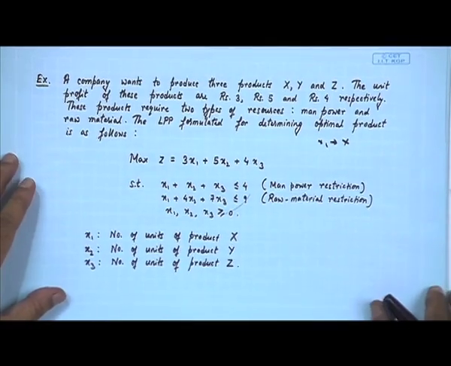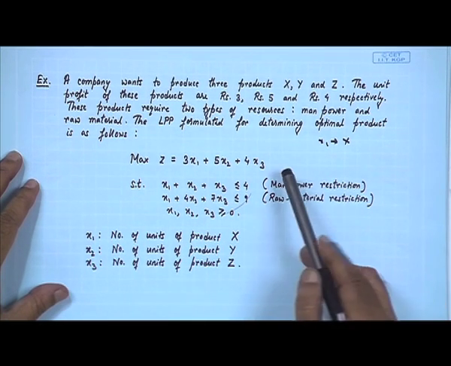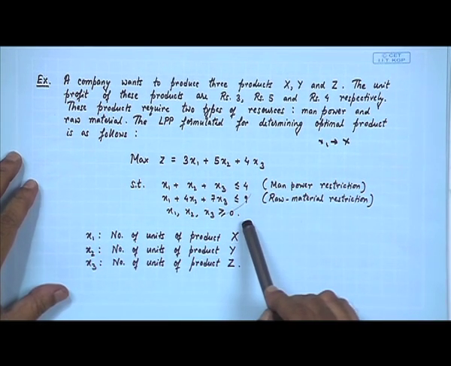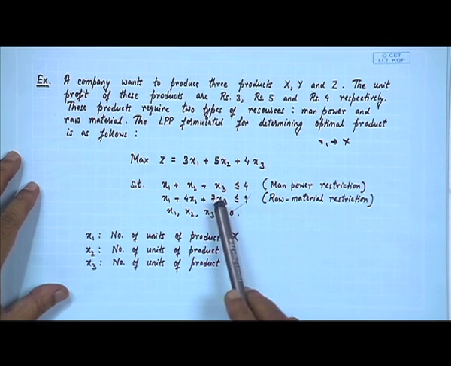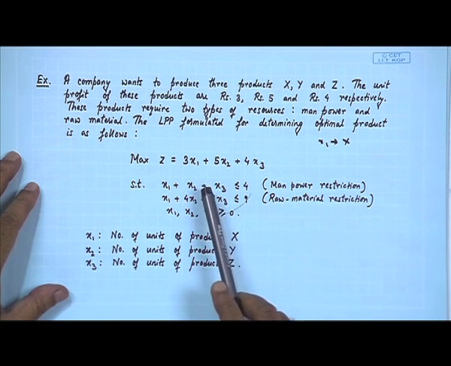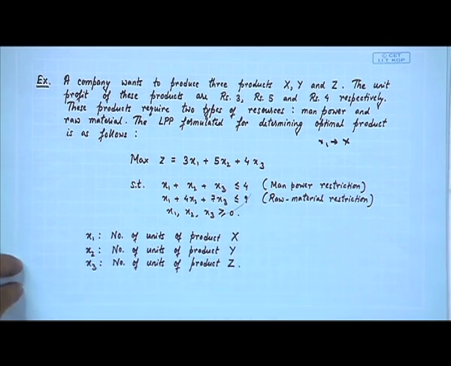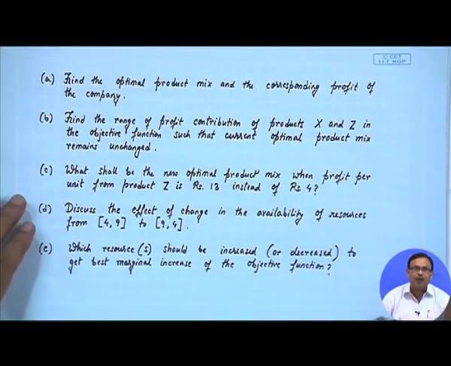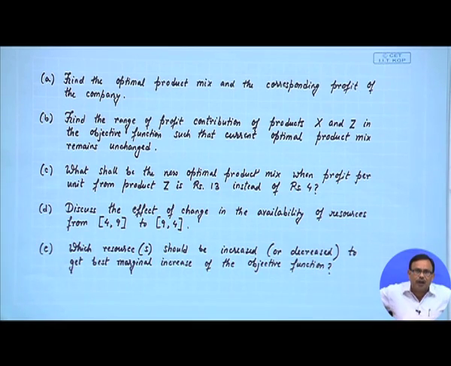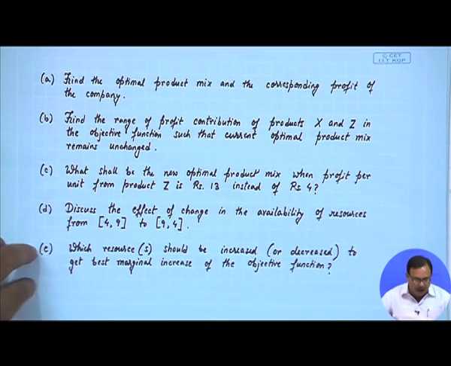Already I have discussed this problem. So, this is your problem: maximize this subject to this. We have told maximize z equals this subject to this, and we have given 5 different questions over here. Let us take the questions one after another.